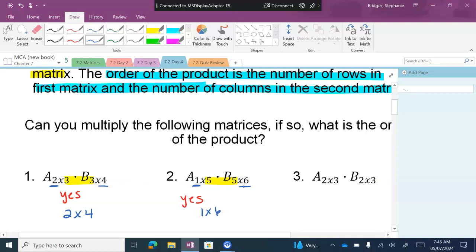And then what about number 3? A is a 2 by 3, B is a 2 by 3. They're the same size, but again, the number of columns in the first has to match the number of rows in the second. Would I be able to multiply those? No, okay. And so again, once you check to see if you can multiply, if you can't, you just say not possible, just like we did when we couldn't add or subtract.